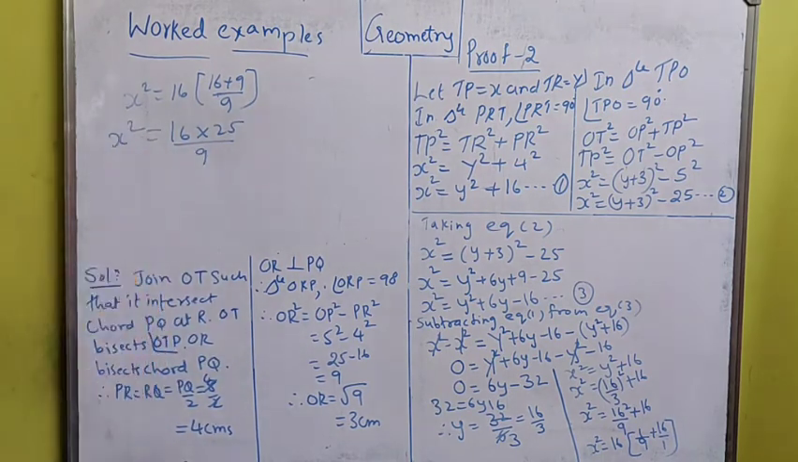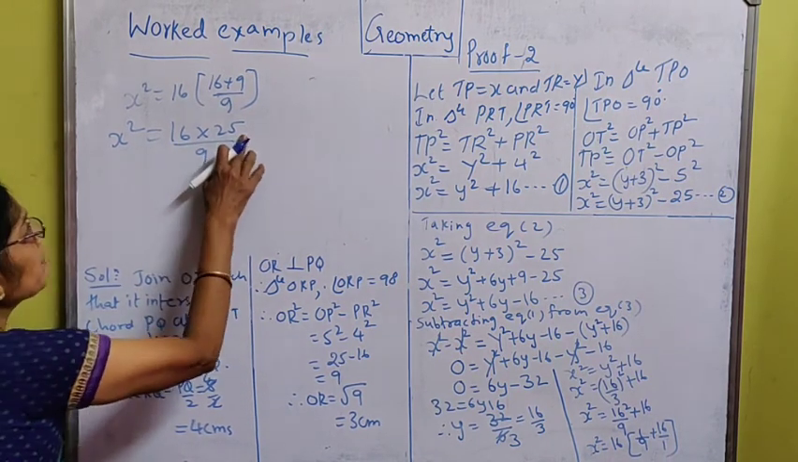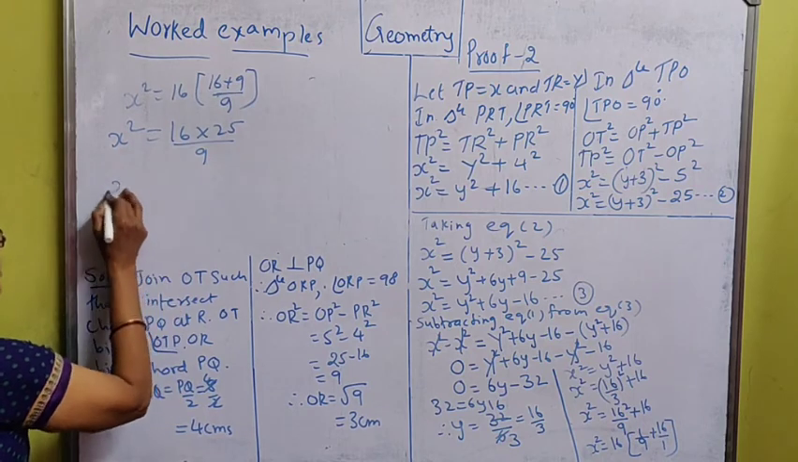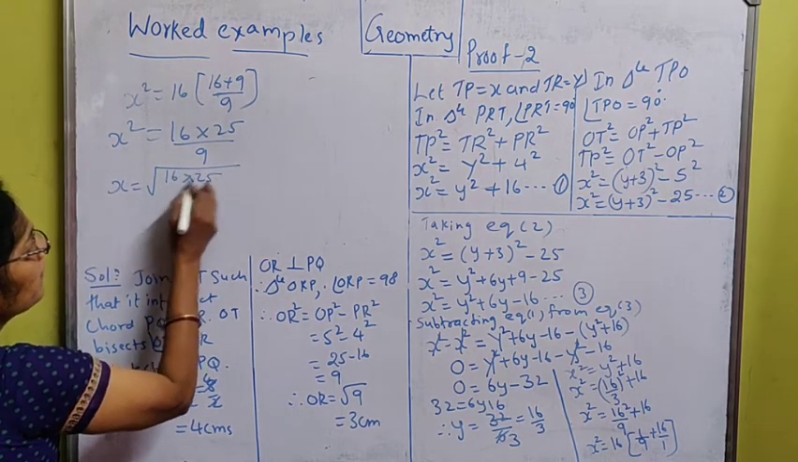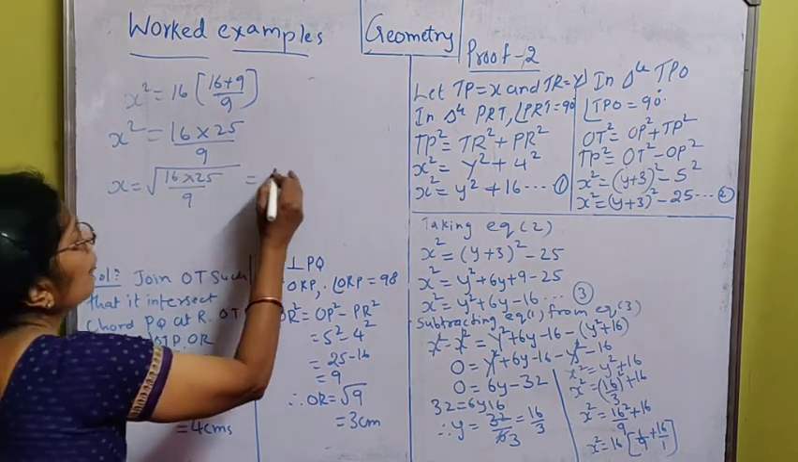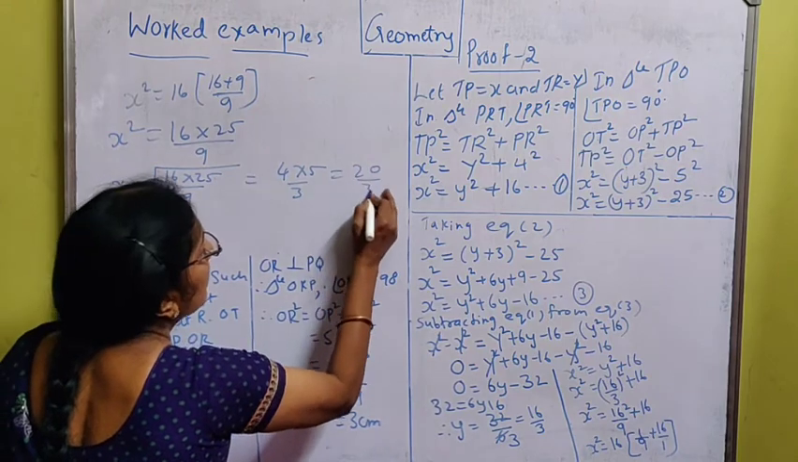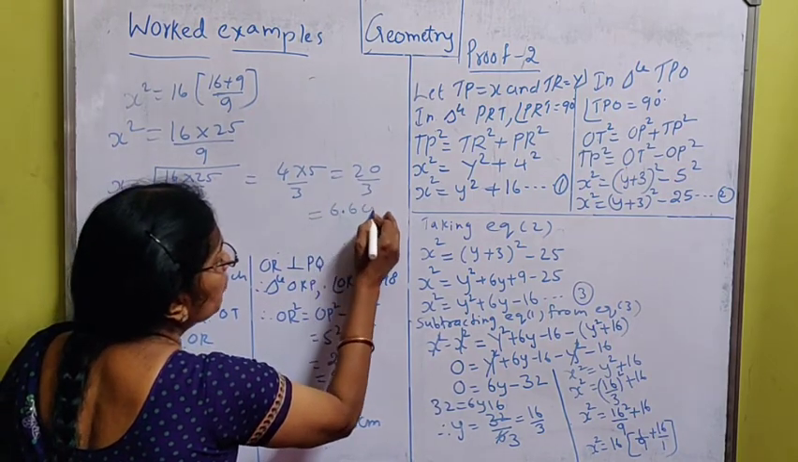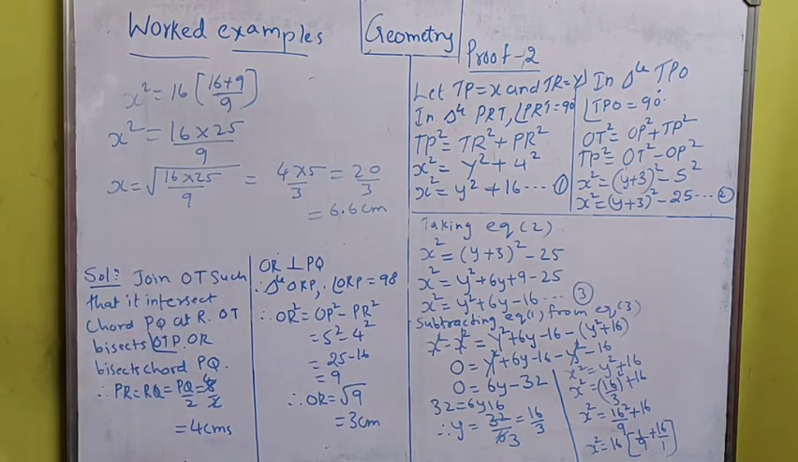16 is a perfect square, 25 is a perfect square, 9 is a perfect square. We take x is equal to square root of 16 into 25 by 9. We get 4 into 5 by 3, which is 20 by 3. I told you, approximately 6.6 centimeters. In the first proof also we got the same, and in the second proof also we got the same.